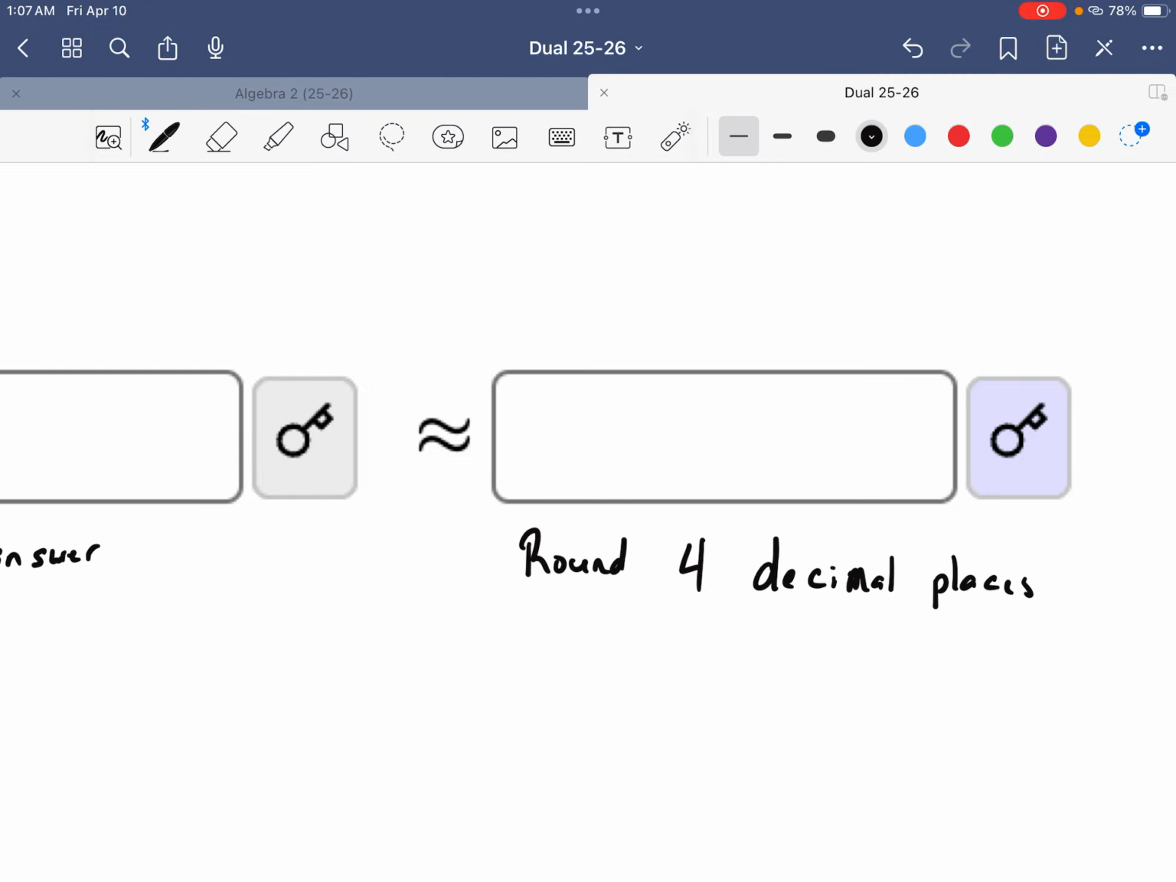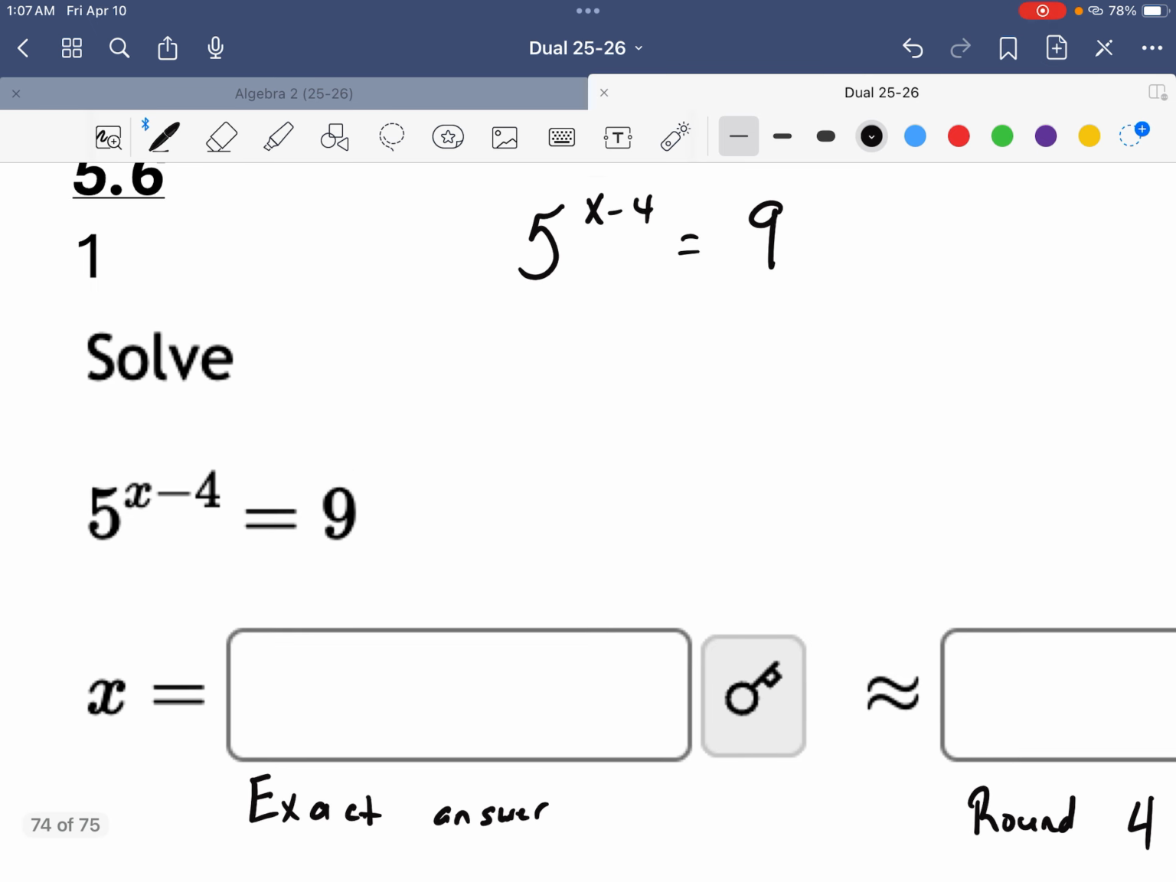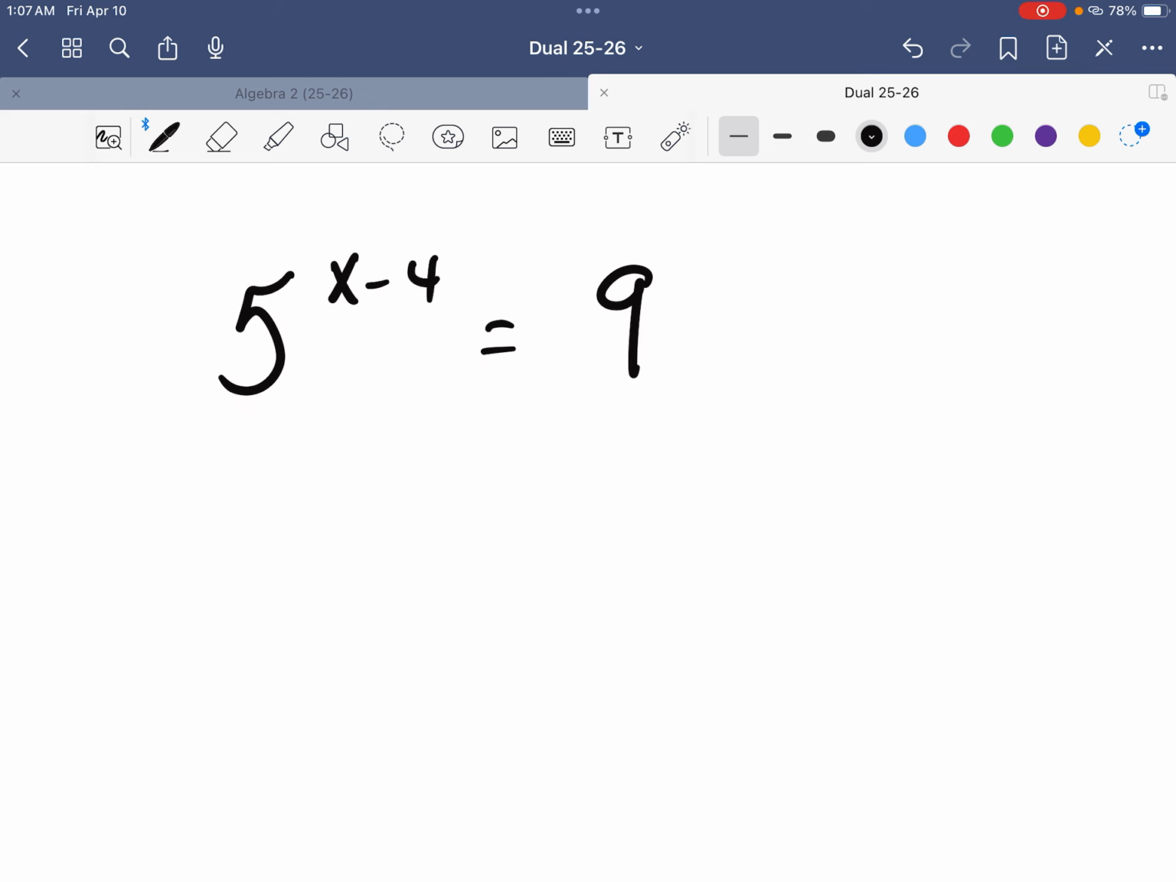Okay, so let's solve this question here, right? So I have 5 to the x minus 4 equals 9. Now, in our previous notes, if you were able to make this turn into a 5, right? 5 to a power of whatever, 5 to the power squared or whatever, you could cancel the 5s, right? But in this question, you can't. You can't turn 5 into 9. You can't turn 9 into 5.